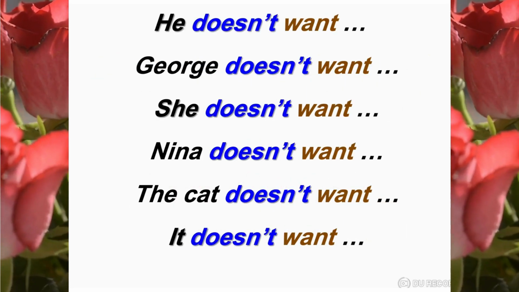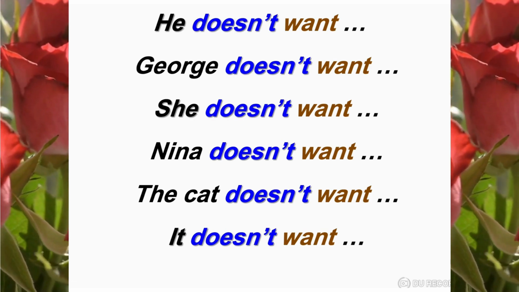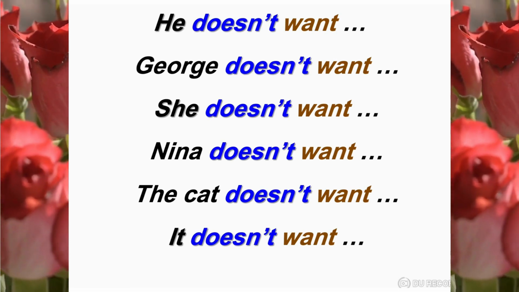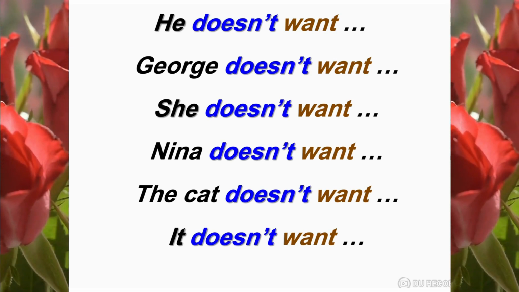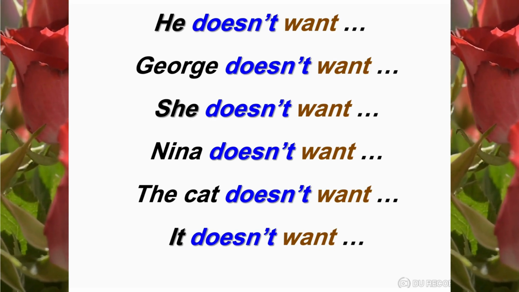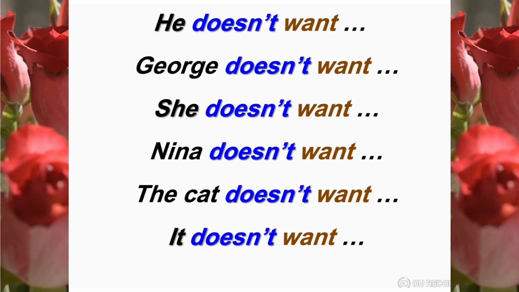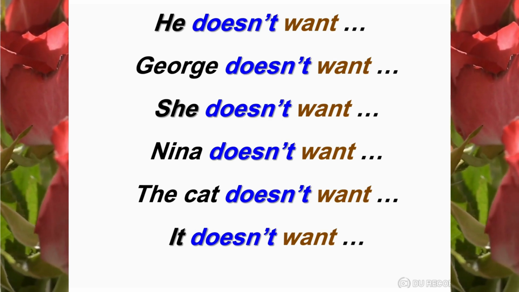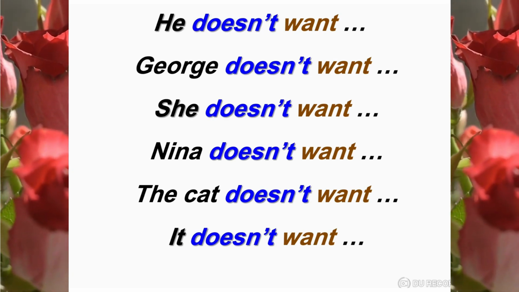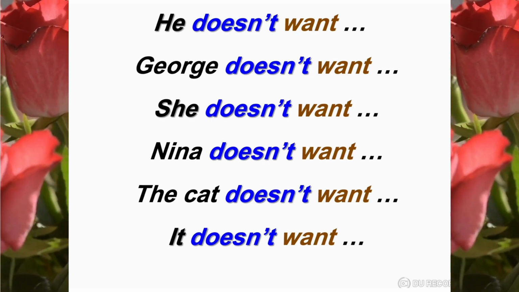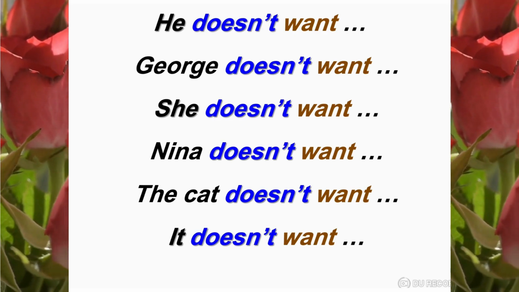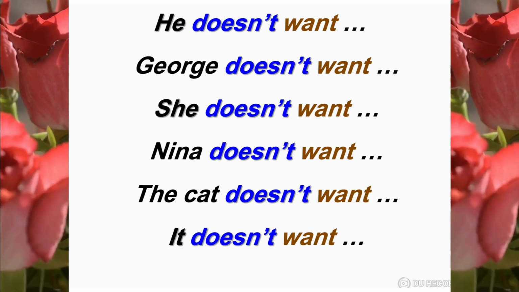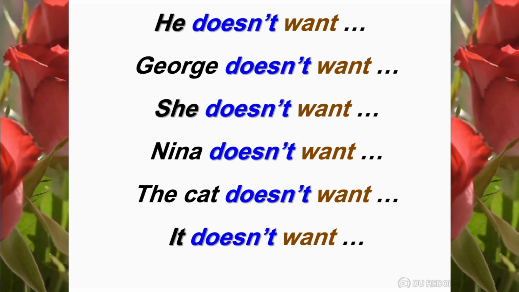Let's see some examples of the rule. He doesn't want. George doesn't want. She doesn't want. Nina doesn't want. The cat doesn't want. It doesn't want. We notice that the verb with he, George, she, Nina, and the cat doesn't have an S. Why? Because it is with doesn't. So in the negative form, the verb remains in the infinitive without S.